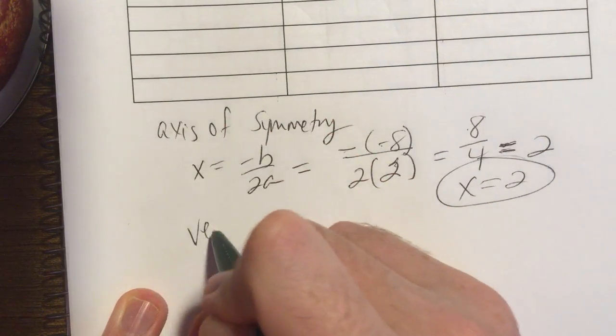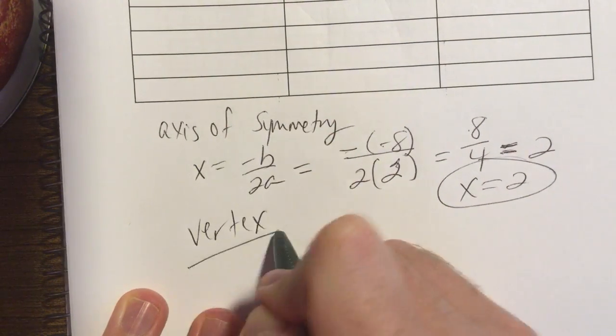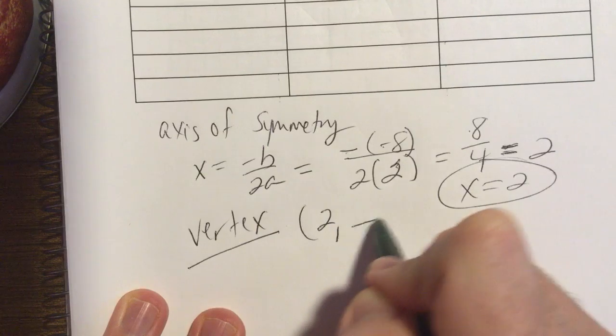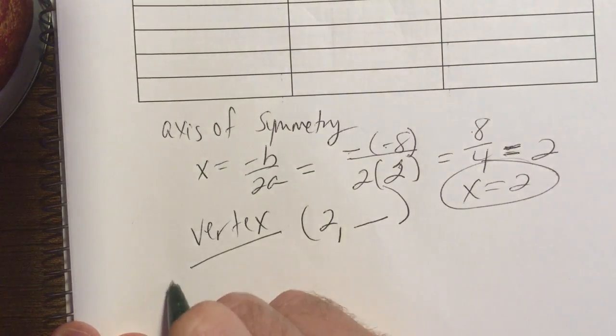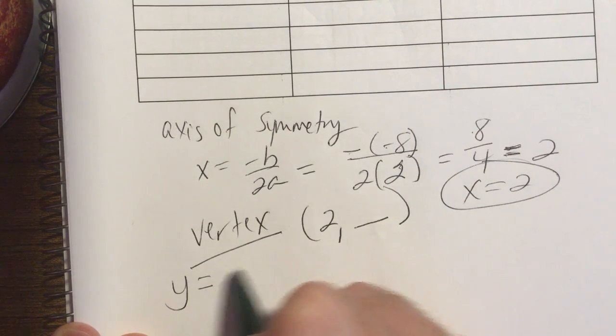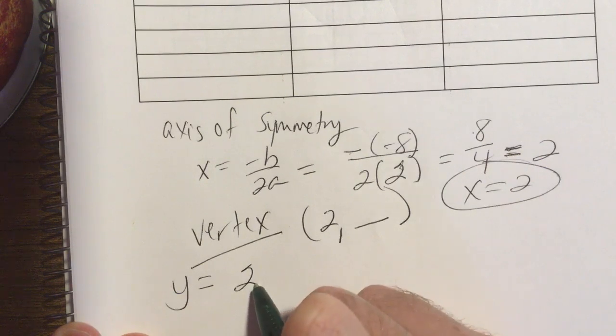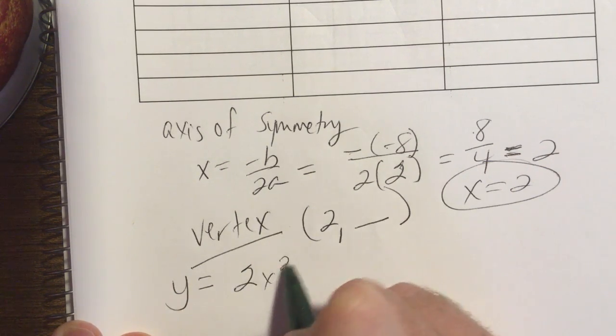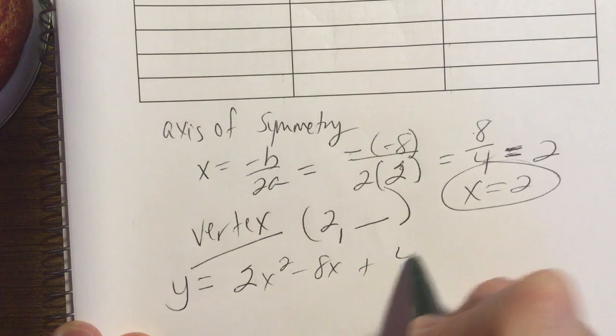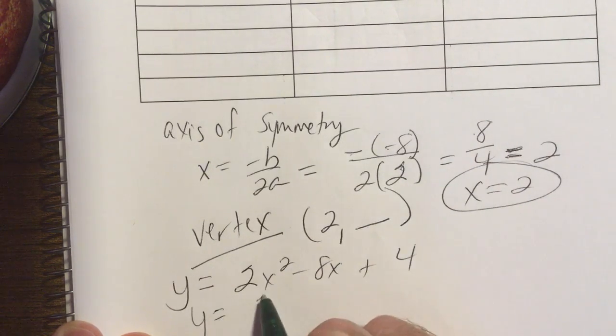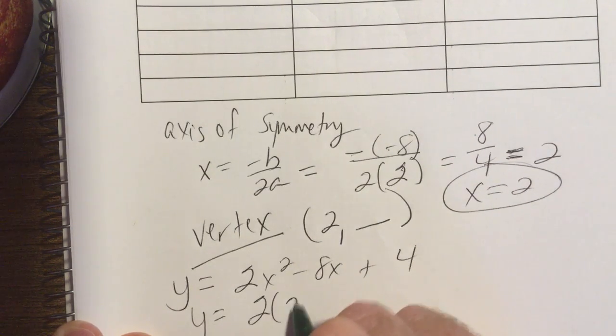And then we're going to find the vertex. We know x is 2. We need to find the y value. We're going to do that by using the equation that we were given. Y is equal to 2x squared minus 8x plus 4. Wherever you see an x, plug in a 2, substitute.